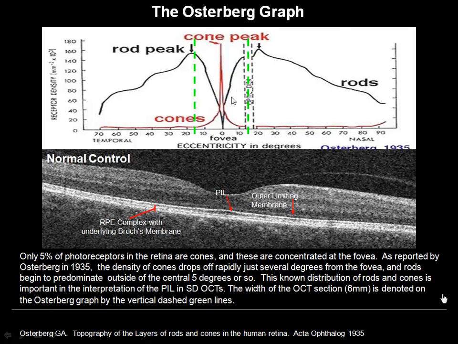Osterberg, many, many years ago, before World War II, actually counted rods and cones and showed us that cone concentration is extremely high right at the fovea and then drops off remarkably rapidly. Whereas the rod population, there aren't any rods right in the fovea, and the rod population increases rapidly as you go away from the center of the fovea.